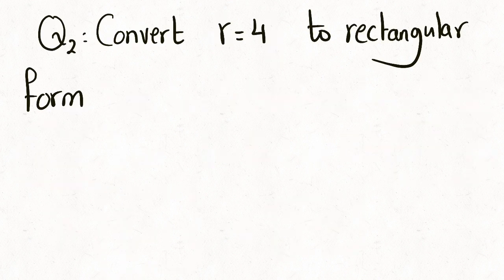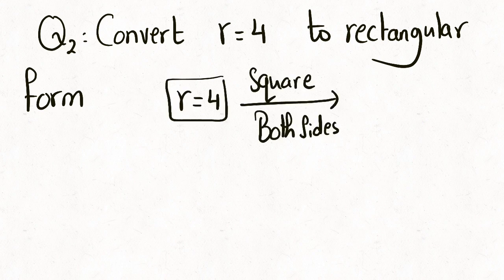Another example, convert r equals 4 to rectangular form. We square both sides, thus we end up with r squared equals 16, and we recall that r squared is basically x squared plus y squared. Thus we have x squared plus y squared equals 16.